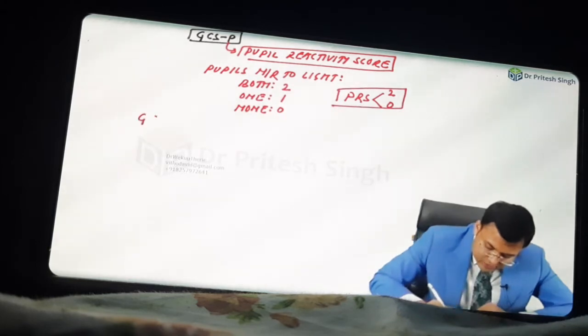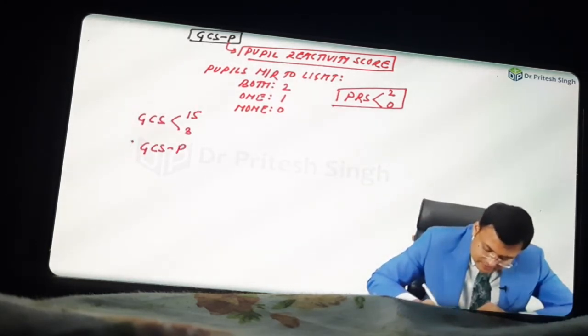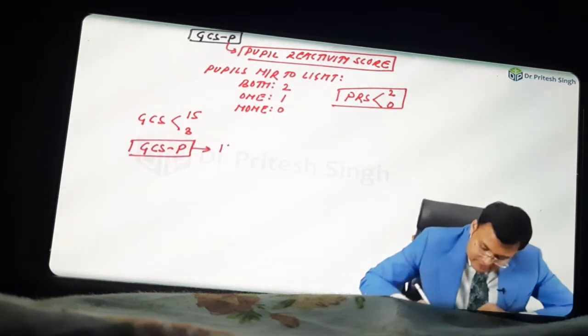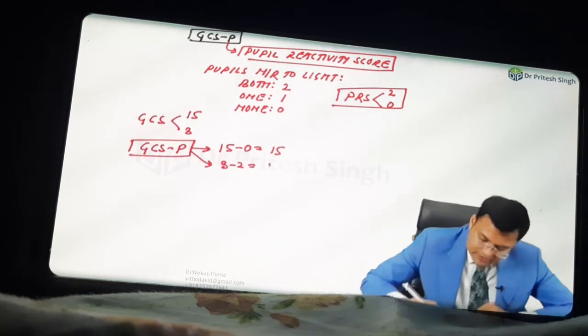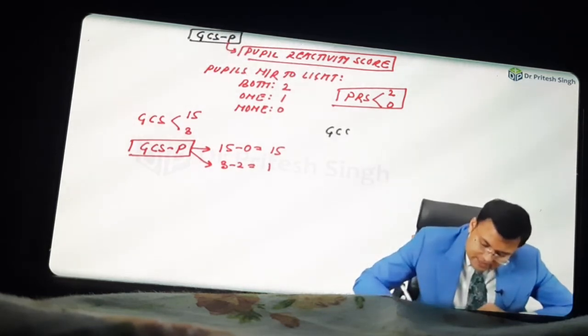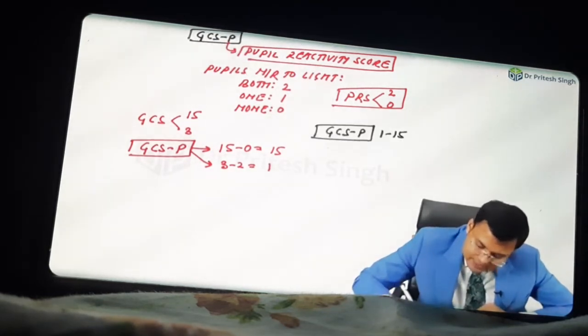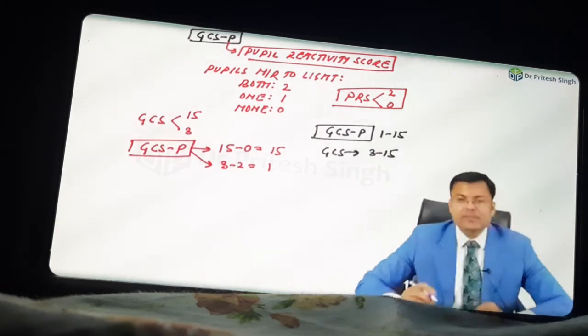So if you see, Glasgow Coma Scale, maximum is 15, minimum is 3. GCS-P, maximum score will be 15 minus 0, 15, and the minimum score will be 3 minus 2, which is 1. So here you can see that GCS-P varies from 1 to 15, whereas GCS varies from 3 to 15. These are the potential questions.